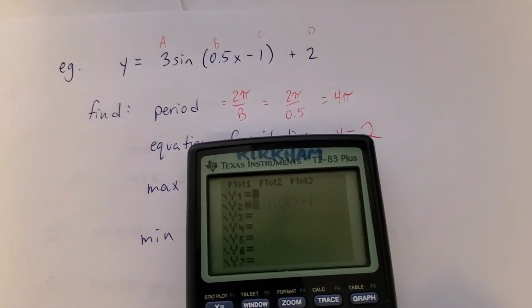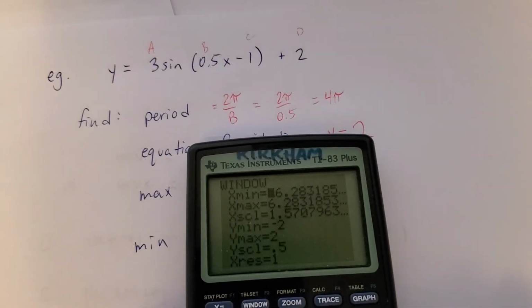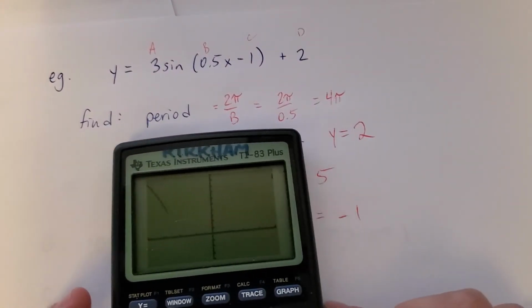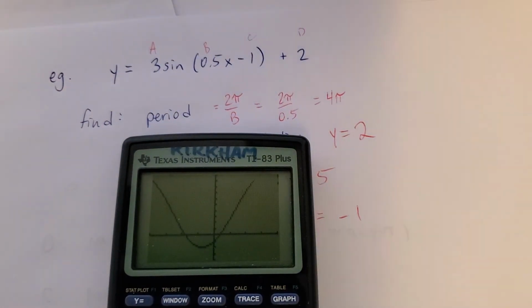Let's see what it looks like. So 3 times sine of 0.5 x minus 1 plus 2. I'm going to make sure my window goes up to the maximum, which will be 5. Okay, I said it would be more stretched out, and it is. There, it got down to minus 1 and up to plus 5.